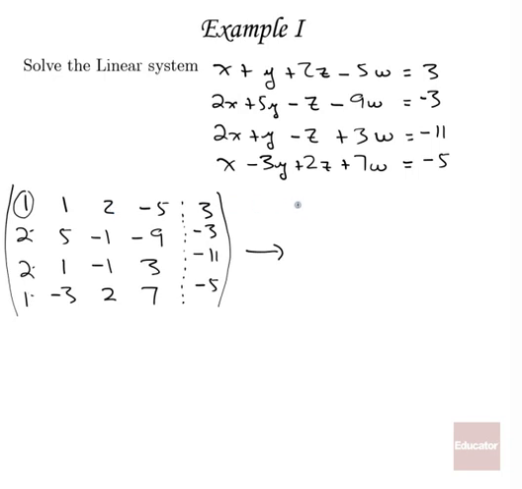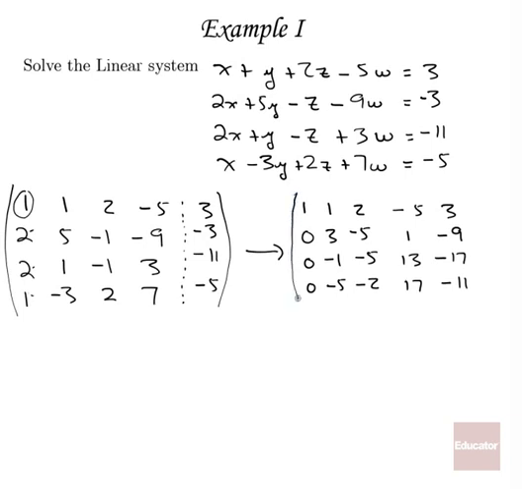Of course, the original one doesn't change. We have 1, 1, 2, negative 5, 3. We have 0, 3, negative 5, 1, negative 9, 0, negative 1, negative 5, 13, negative 17, and we have 0, negative 5, negative 2, 17, I think that's a 17, yes, and negative 11. So these are all zeros, and now this is the entire matrix, our first set of conversions.